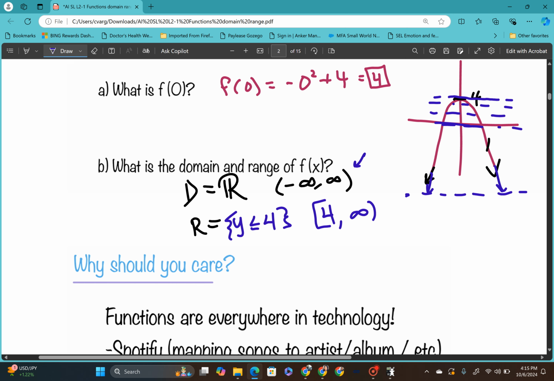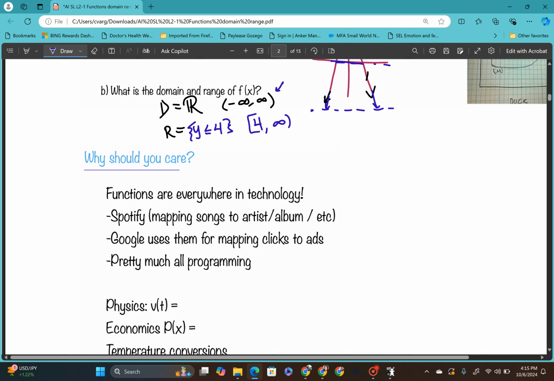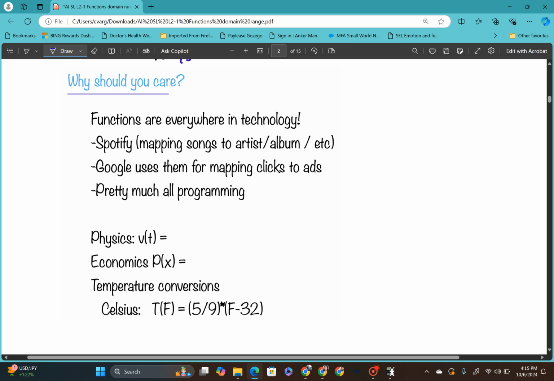All right, pretty cool. So why should we care? There are some real life applications. Functions are definitely everywhere. Spotify uses them. You can map songs to artists. So if you have the songs, you have artists here. So you could have Drake, and the songs that match to him. Google uses it for mapping clicks to ads to figure out what ads you actually click on, and then they'll give you more of those.